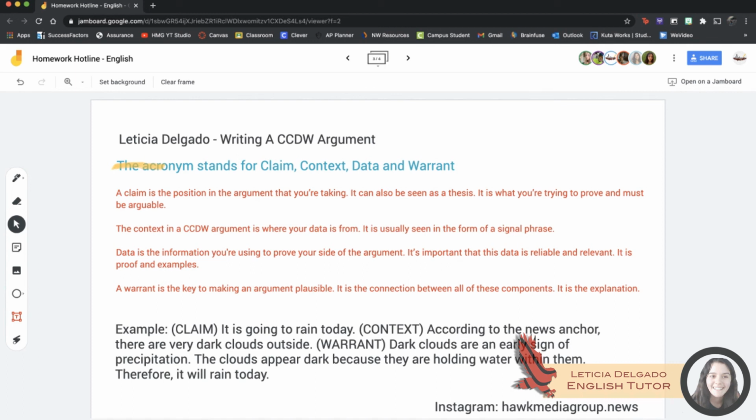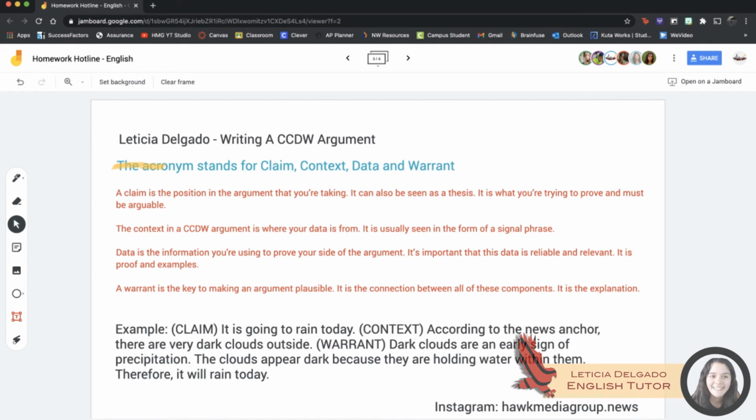Your data is the information that you're using to prove your side of the argument. It's important that this data is reliable and relevant. It shouldn't be more than 5 years old, and it should come from trusted sources. It's proof and examples. A warrant is the key to making this argument plausible. It's probably your most important component. It's the connection between all of these other components. It's the explanation.